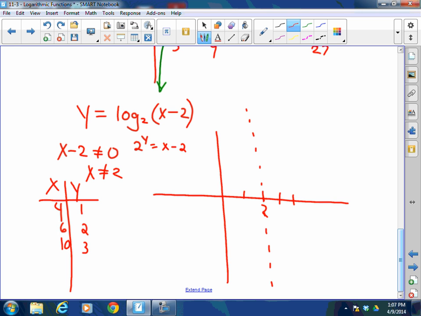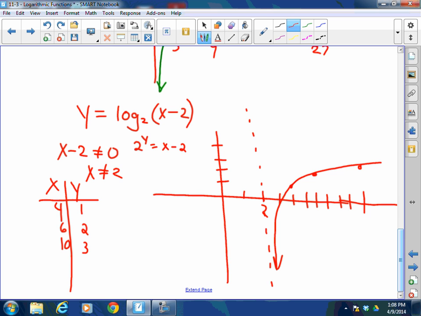So 3, 4, and then we go all the way to 10. I've got 4, 1. Then I've got 6, 2. Then 10, 3. And this will go like this, real close to that asymptote, but never crossing it.